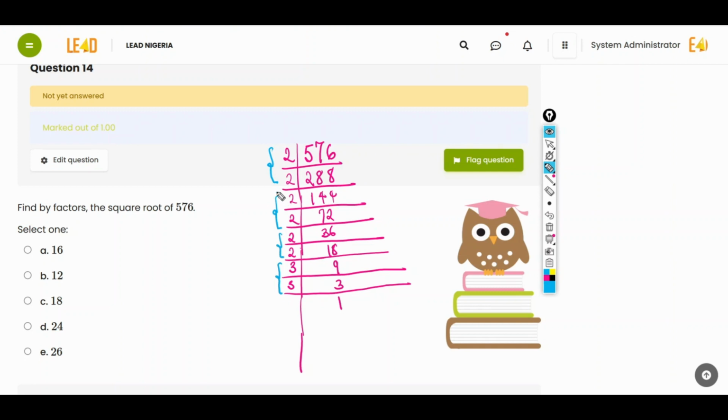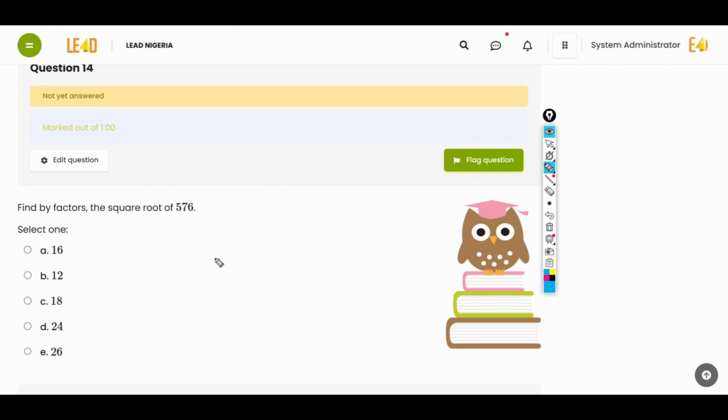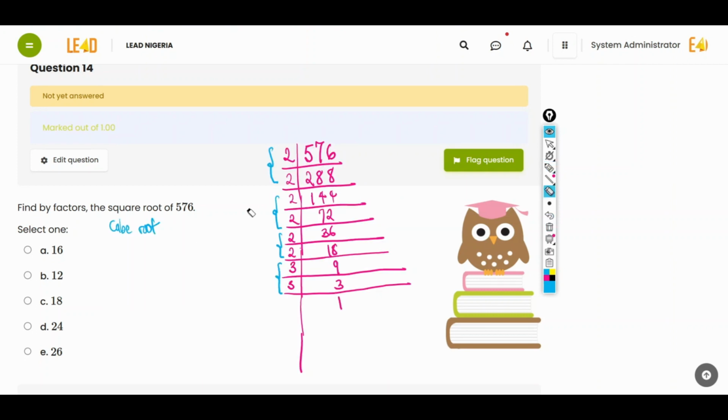So for each factor, you take them in pairs if it's a perfect square. If the question was cube roots, then we would have had to take them in threes. Okay, it's square root, so taking them in pairs, we'll pick up 2 here, 2 here, 2 here, and 3. The final answer, we just multiply this now. 2 times 2 is 4, 4 times 2 is 8, and 8 times 3 is 24. So the correct answer is D, 24.